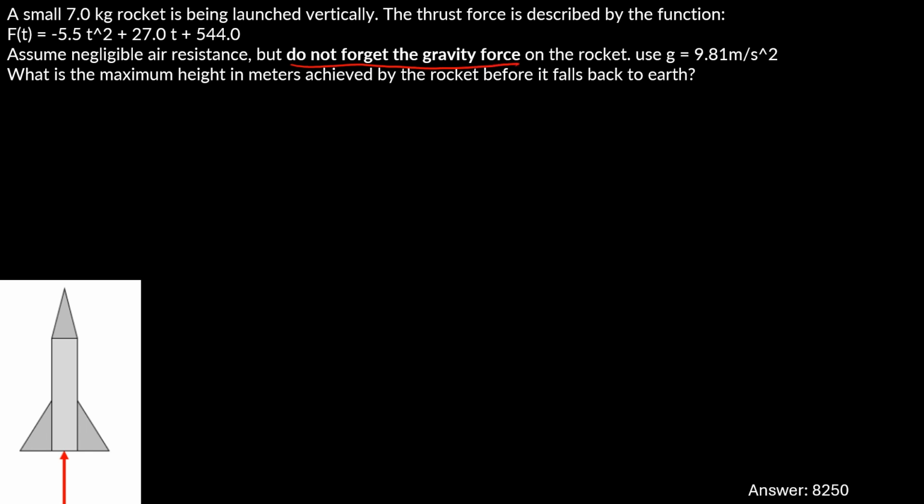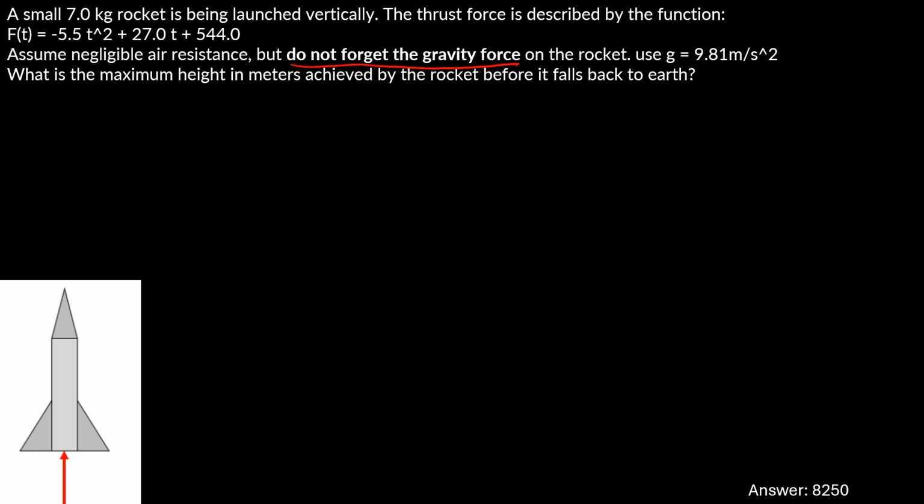What is the maximum height in meters achieved by the rocket before it falls back down to Earth? So overall, the picture for this problem is we're looking to set up a new equation for the thrust force, and then use that force to find acceleration, and then integrate the acceleration for velocity, setting that velocity equal to 0, then integrate the velocity for the position function, and then plug in the time that we found from setting velocity equal to 0 into the position function to find maximum height.